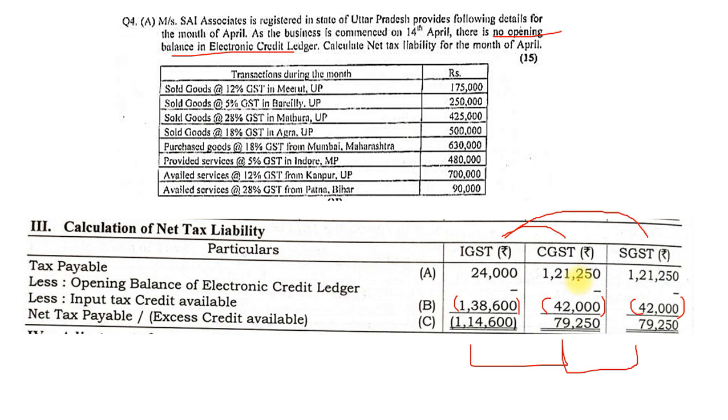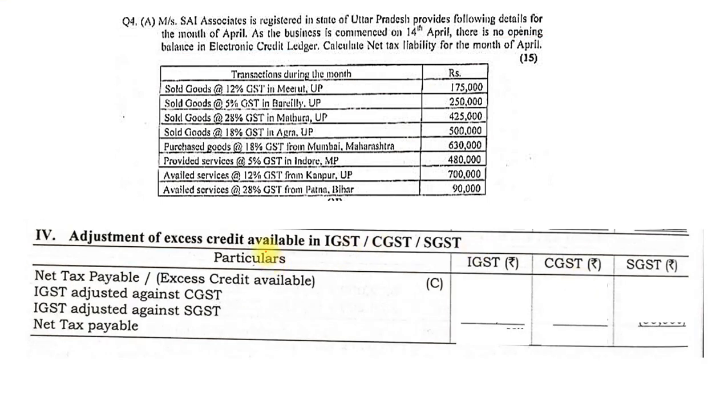So step number 4, the last step, will be adjustment of excess credit available in IGST, CGST and SGST. First is net tax payable or excess credit available, that is the final total we just got: negative 114,600, 79,250, 79,250. Step 1, I will first clear out 79,250 of CGST from IGST. So I'll write IGST adjusted against CGST, 79,250 minus 79,250. Now CGST is done.